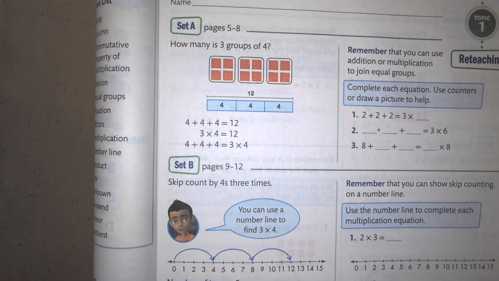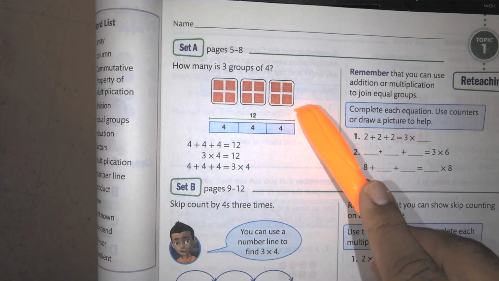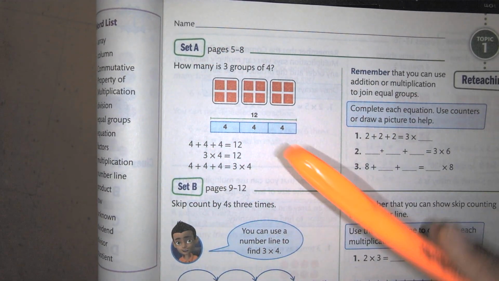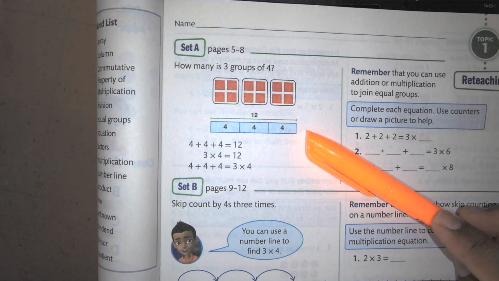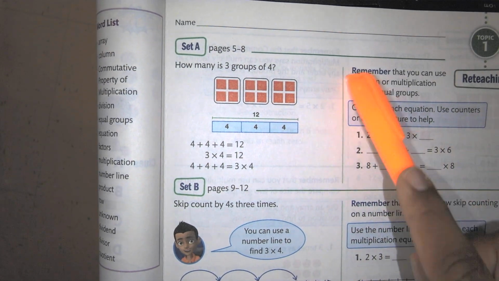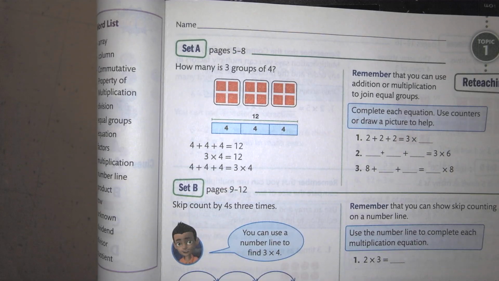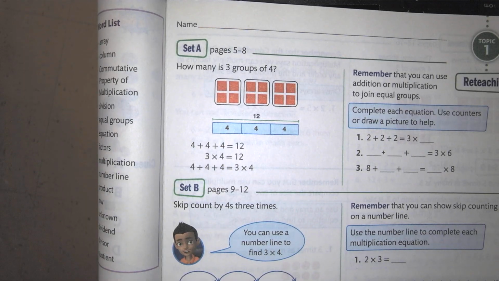Okay, so we are on set A. So this is how Reteach works. On the left side, it gives you an example. On the right side, you are going to practice based on that example. So we're going to do set A, set B, and set C to begin. This is what we covered on the second day of school, the third day of school, and the fourth day of school. So last week.